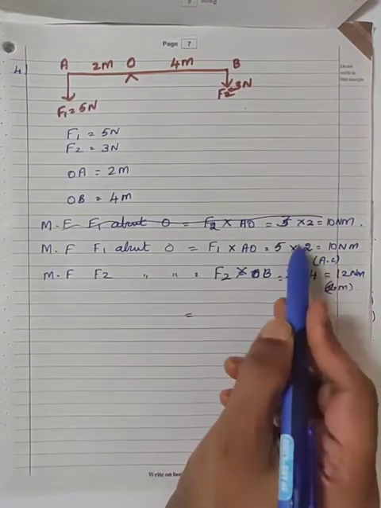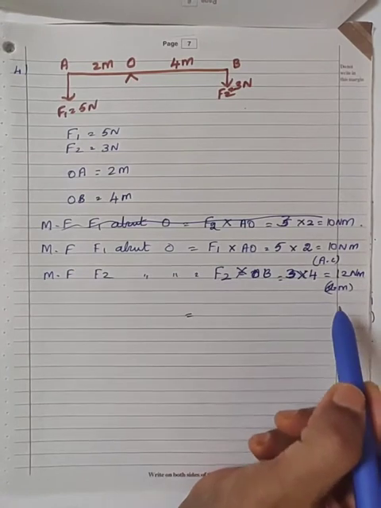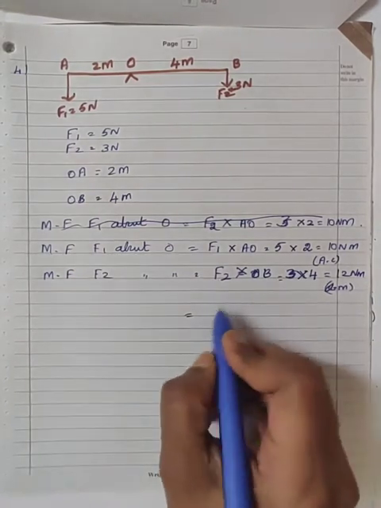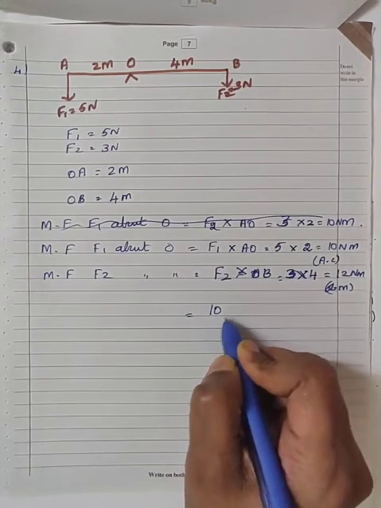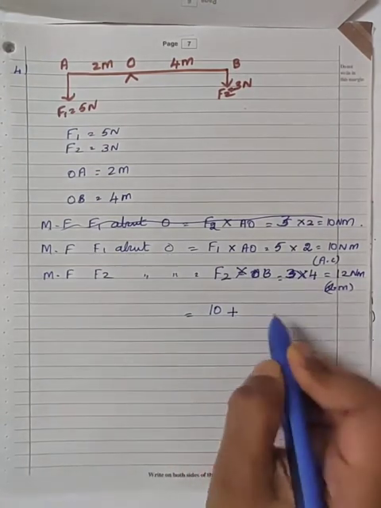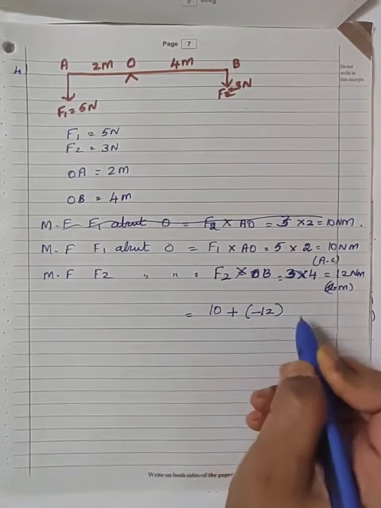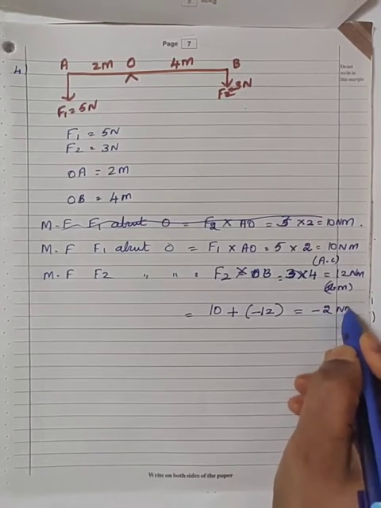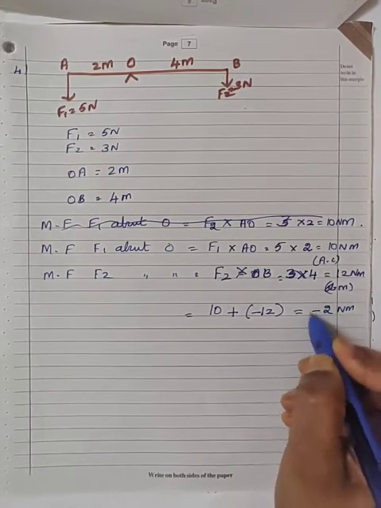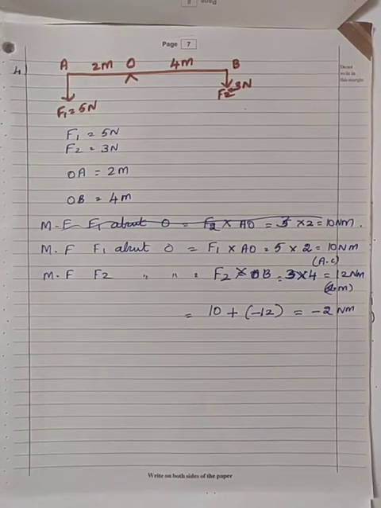Algebraic sum of these two moments means always the clockwise moment is assigned with the negative sign. So sum of these two means anti-clockwise moment is equal to 10 Newton meter plus the clockwise moment assigned with the negative sign, 12 Newton meter, which is equal to minus 2 Newton meter. The negative sign indicates that the resultant moment is in the clockwise direction.